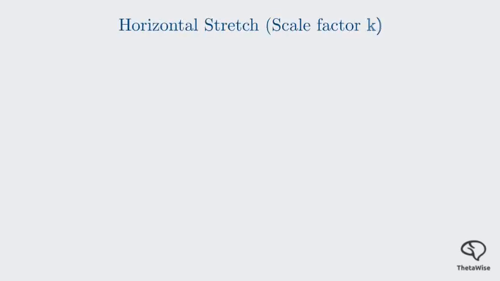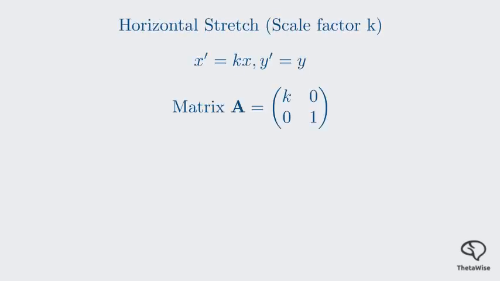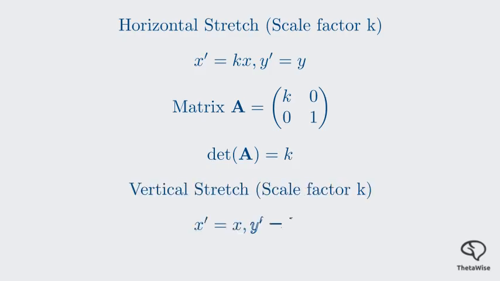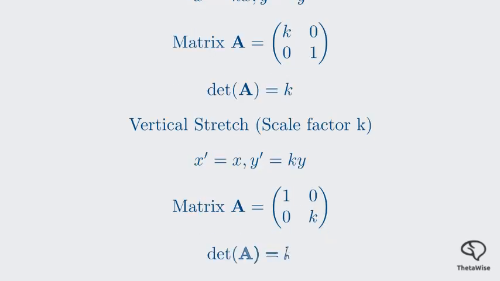A horizontal stretch with a scale factor k moves a point (x, y) to (kx, y). Its distance from the y-axis is scaled by k. The matrix is (k 0; 0 1). The determinant is k. Similarly, a vertical stretch with a scale factor k moves a point to (x, ky). Its distance from the x-axis is scaled by k. The matrix is (1 0; 0 k). The determinant is also k.